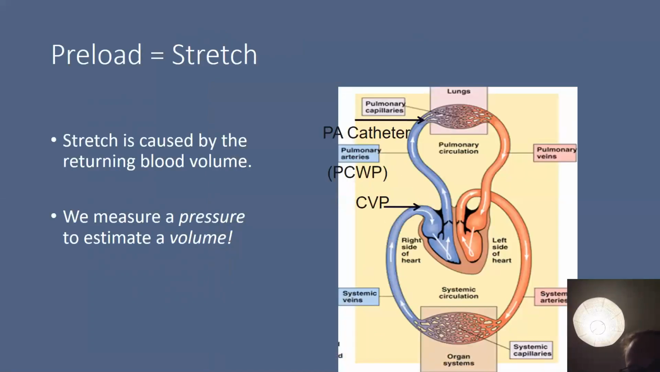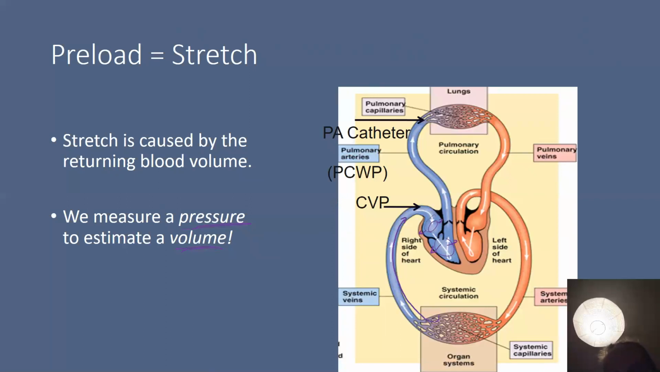Let's take a look at preload first. So preload is technically considered a stretch. That stretch is caused by returning blood from your body. So as this blood comes back to the right side of the heart, it fills the right side of the heart and begins to stretch your ventricle. When it creates that stretch, that's what preload is. And so we measure the pressure that's generated inside this space here, and we use this pressure to estimate a volume.